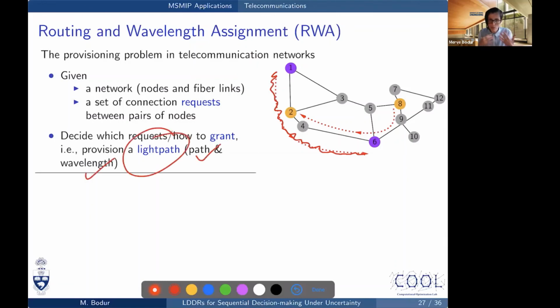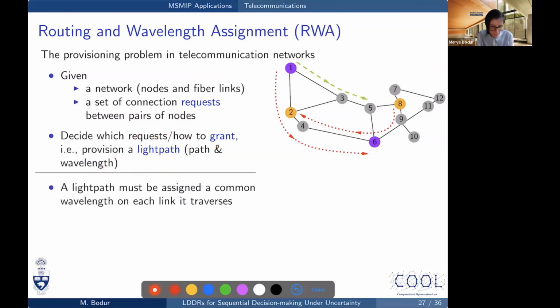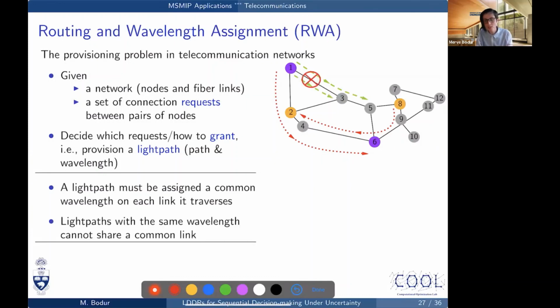So by choosing a light path, you can grant a request. And there are certain constraints, of course, in the problem. A light path assigned cannot have a common wavelength on each link it traverses, or light paths with the same wavelength cannot share the same link. For instance, if you want to use this particular link 1 to 3, you cannot use it with 2 different paths of the same color, and so on and so forth.